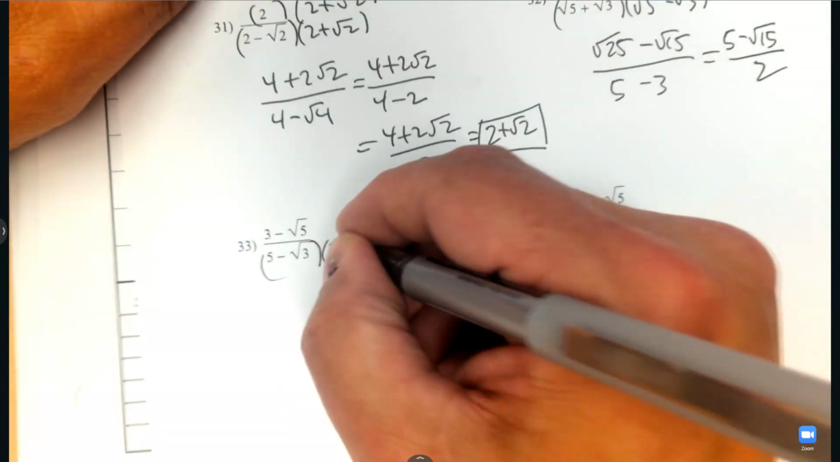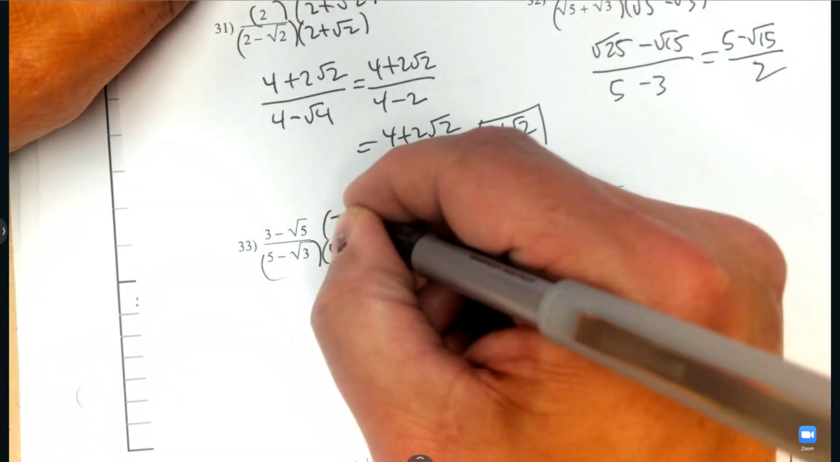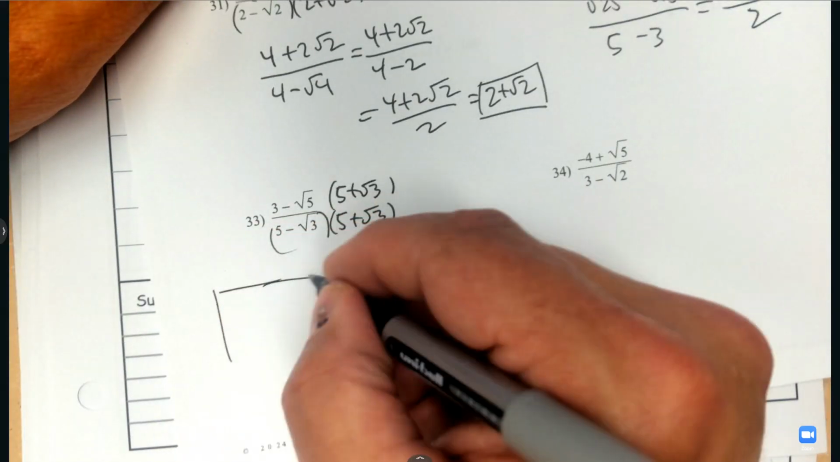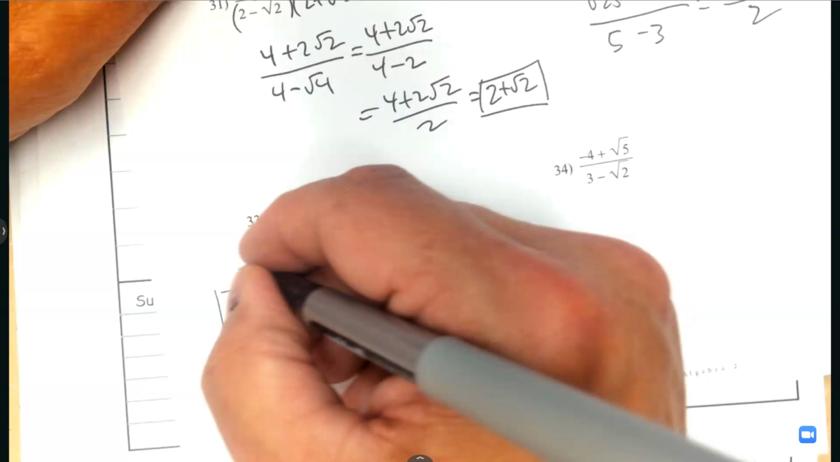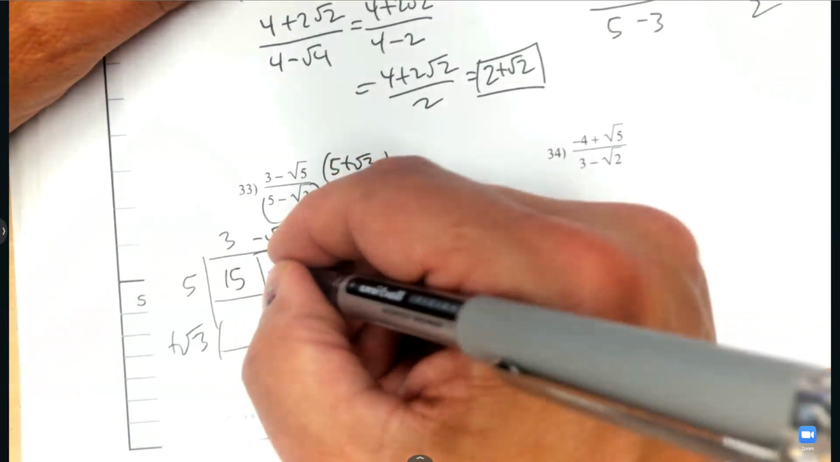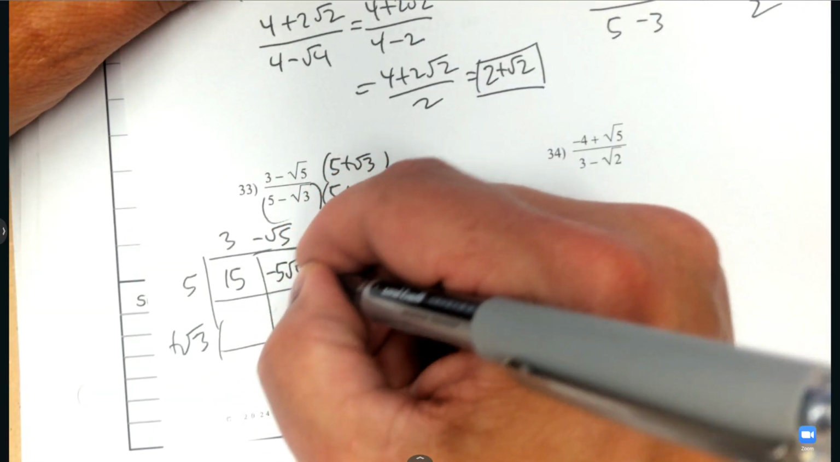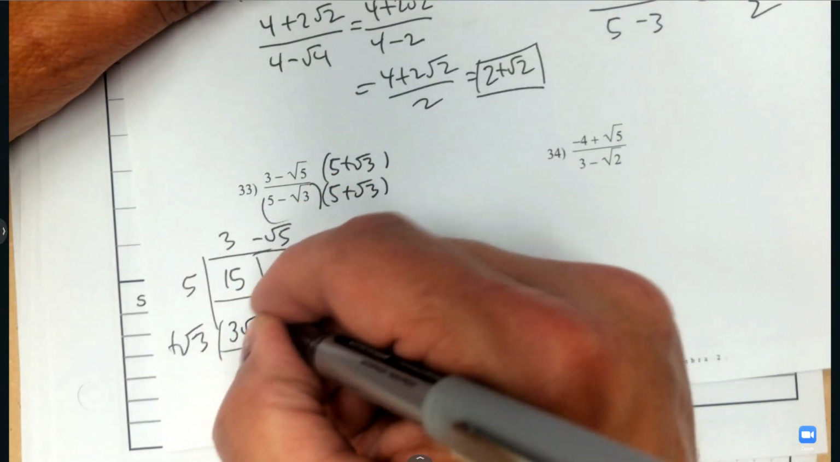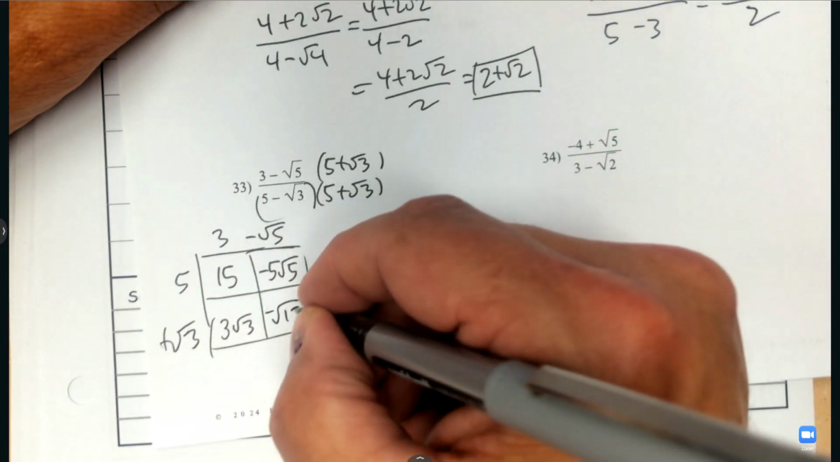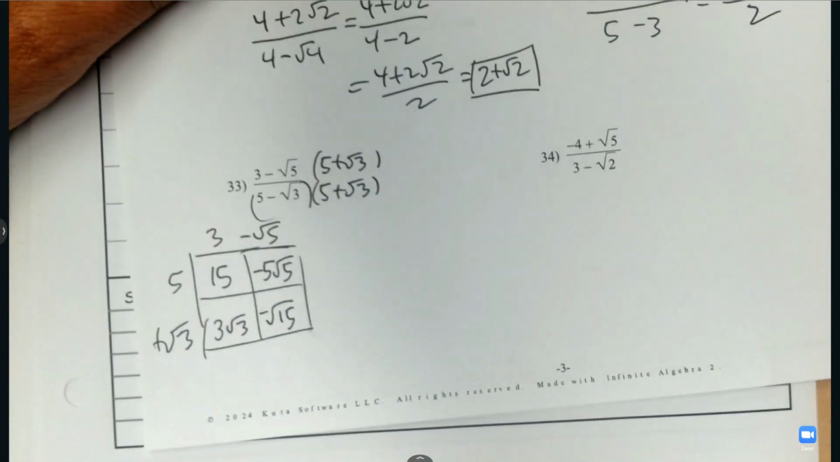So again, the conjugate, 5 plus root 3, top and bottom. Now the top I'm going to have to FOIL. So 3 and negative root 5, 5 and positive root 3, and multiply it out. Not 25, not 15. This is the negative of root 15.